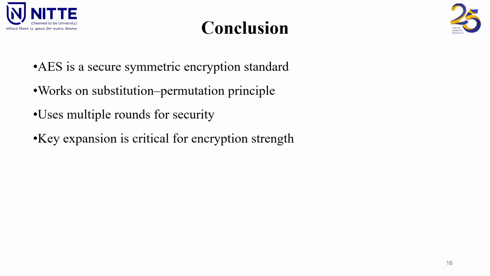So at this point, we are concluding today's session. AES is a secure symmetric encryption standard algorithm, works on the substitution and permutation network principle, and uses multiple rounds for security with respect to the 3 types of keys, and also the key expansion is critical for encryption strength. So with this note, we are ending this session. We will come back once again with solving an AES algorithm problem in the next session.